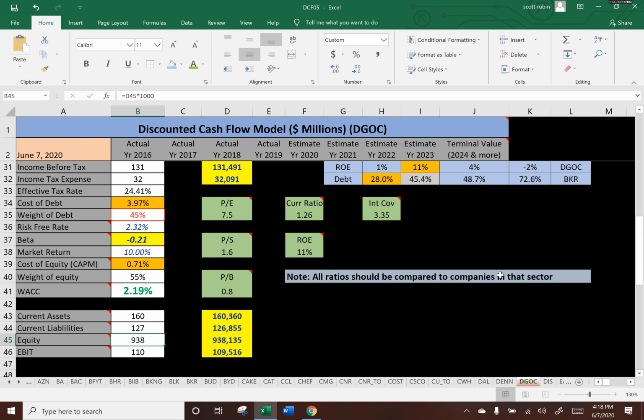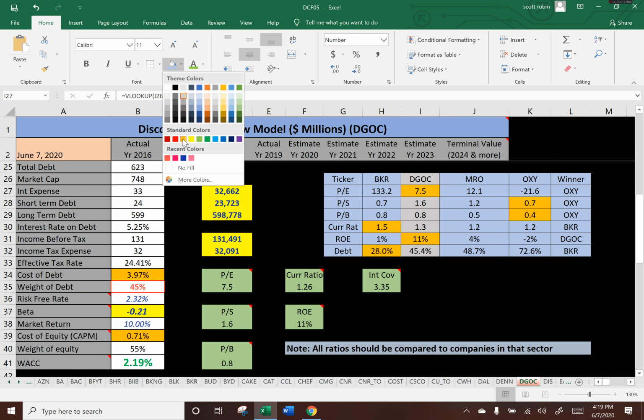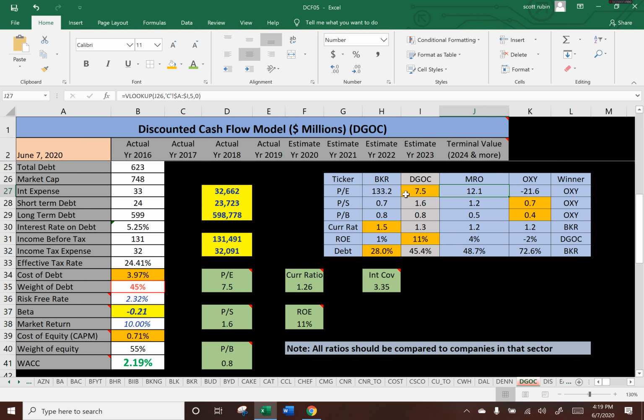And you should always compare ratios to similar companies, because you might think these are good ratios, but you won't really know until you compare to their competitors, and then you'll get a better sense if they are good or bad. So this is DGOC, and the orange is who has the best in that category. So Oxy has a negative PE, so that's not the best at all. The formula looks for the minimum, so DGOC wins that. They have the best price to earnings. BKR is terrible, 133.